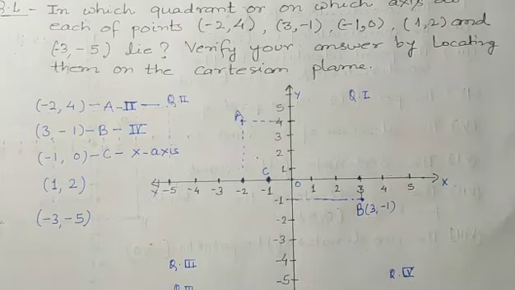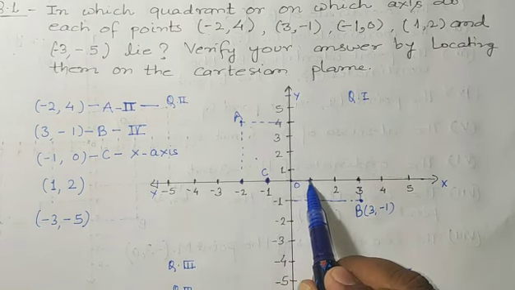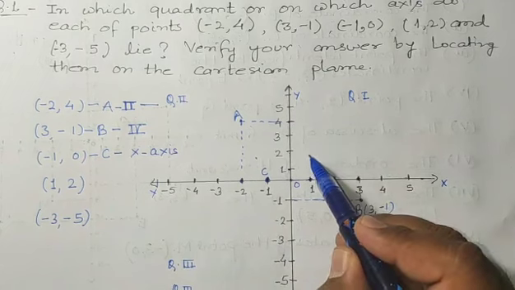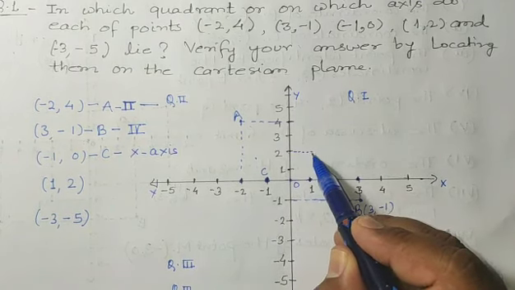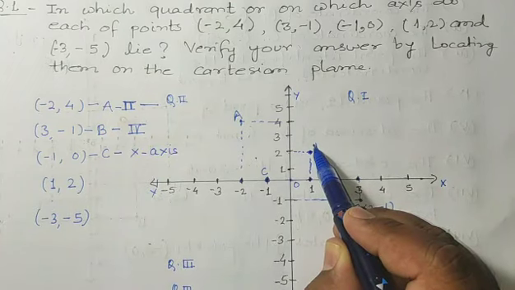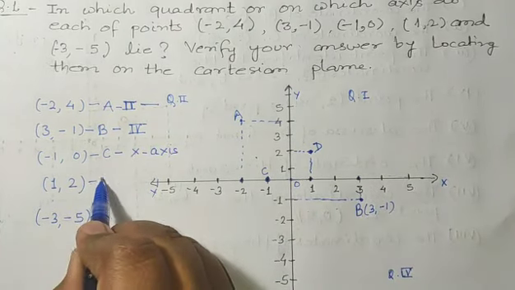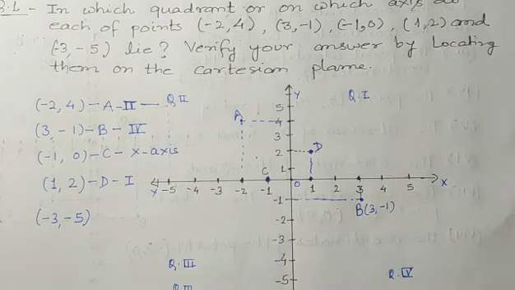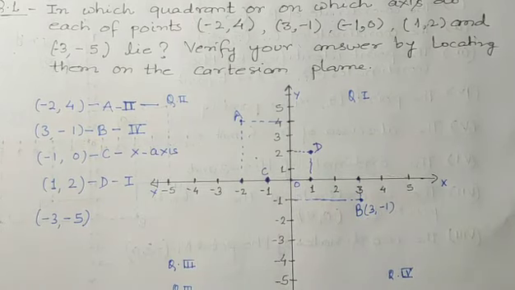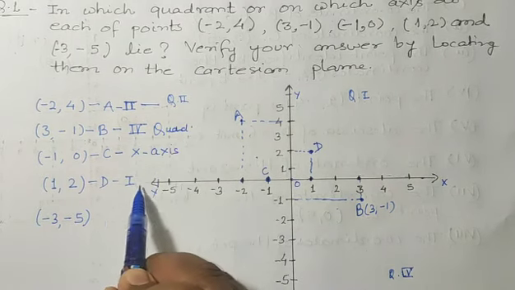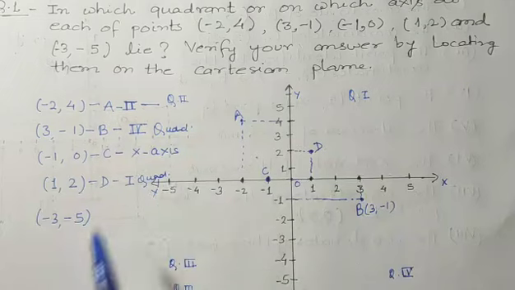Fourth point is (1, 2). Towards x direction 1 unit it has traveled, and towards y direction 2 unit it has traveled. So draw perpendicular lines so that you will get this point. Suppose this point is D. Both are positive, so it will lie in first quadrant. Okay, quadrant first. Here also you have to write quadrant, and here also you have to write quadrant.